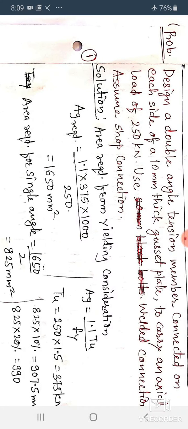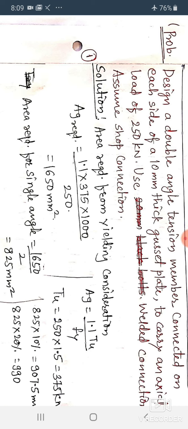Good morning. So in the continuation of design of tension member, we have already solved one design problem with bolted connection and single angle section. Now I'll solve one more problem, that is double angle with welded connection. So I'll just read the problem.